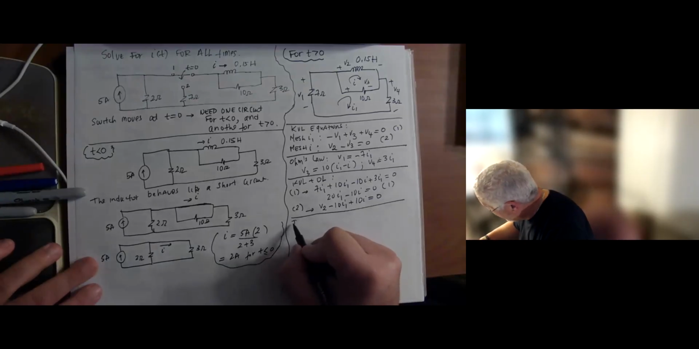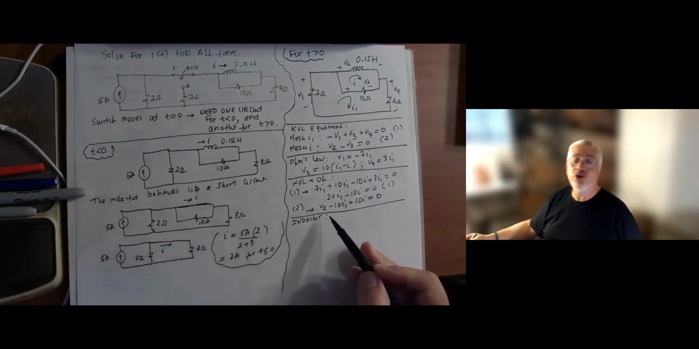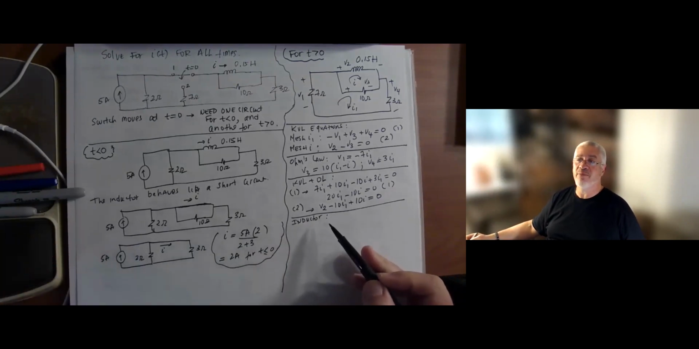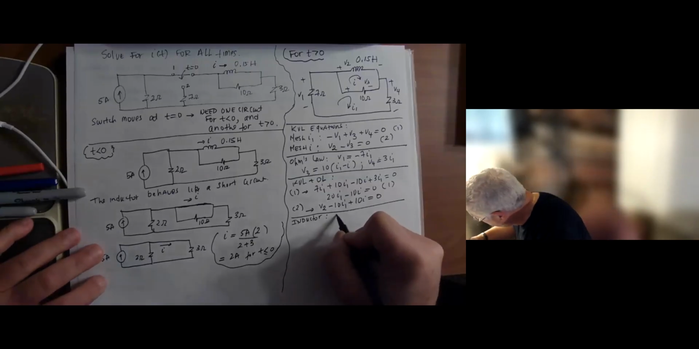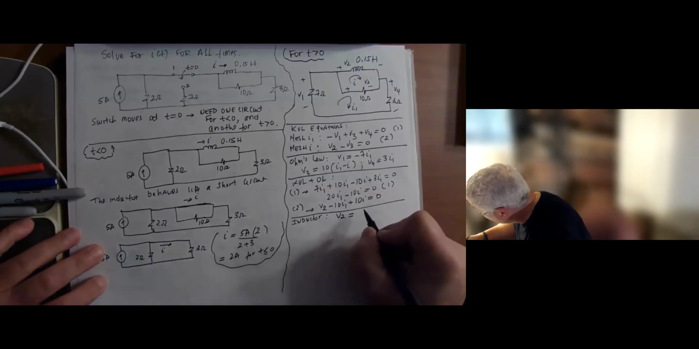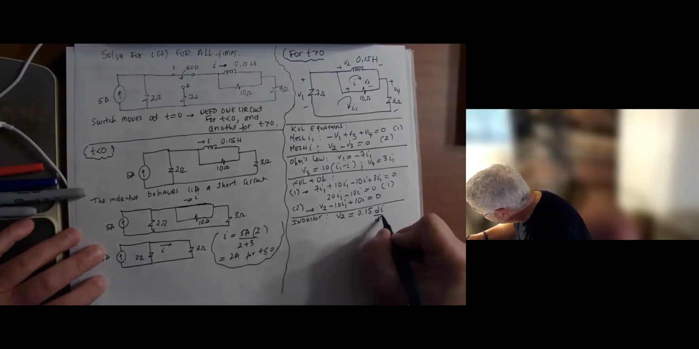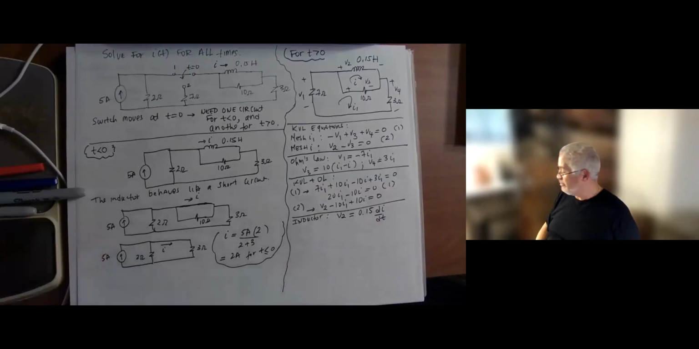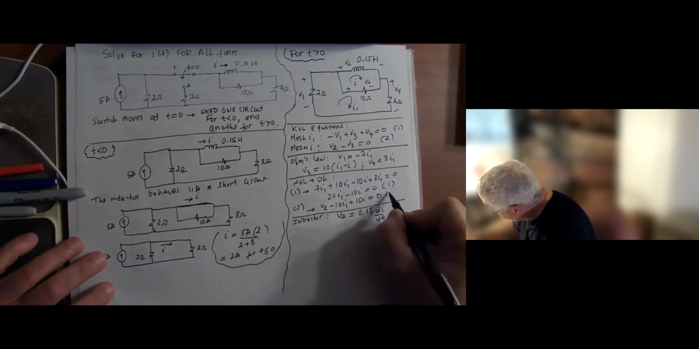Then now I bring in the inductor. And of course, you have to know the inductor relationship. You can't be guessing it. You can't be confused about it. The inductor relationship says what? V2 is equal to 0.15 di/dt, where I is the current through the inductor. Okay, so this is my new equation 2.